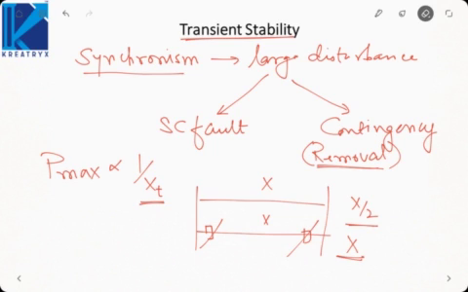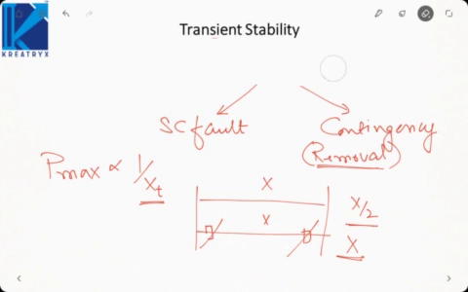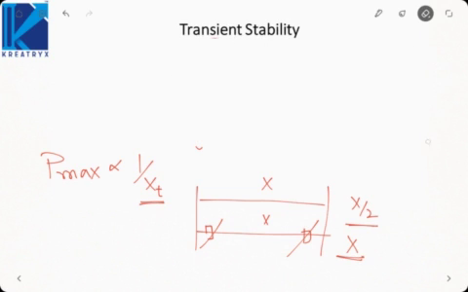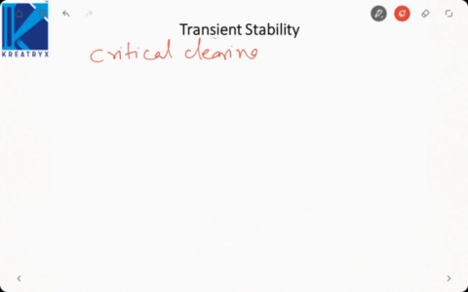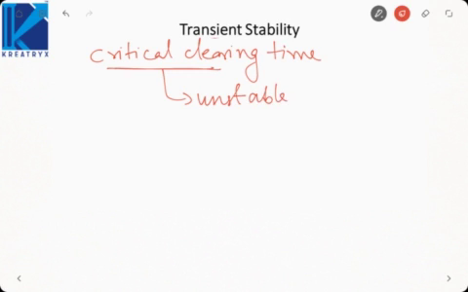Then what shall be the purpose of transient stability analysis? When we study transient stability cases, we will discover that if the fault is not cleared before a certain time, called the critical clearing time, then the system will become unstable. That means the operating time of the circuit breaker must always be less than the critical clearing time. I will tell you how it goes to the unstable region if the fault is not cleared before that.